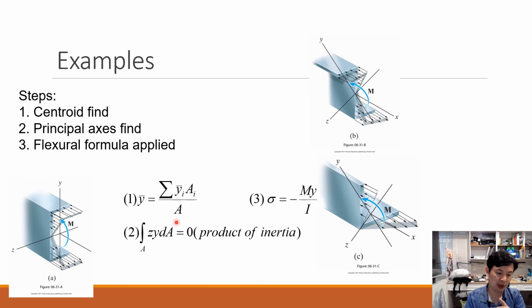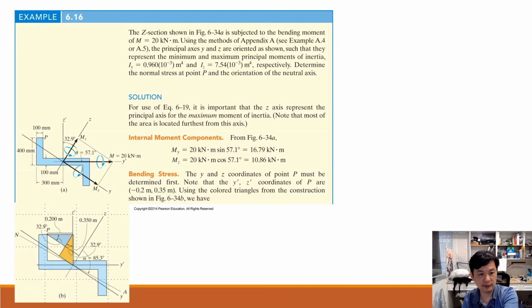You need to go through this process once to determine y bar, and of course you need to go through another process to find z bar. Then you will find the final result. That's another difficult case we're going to see in the following.